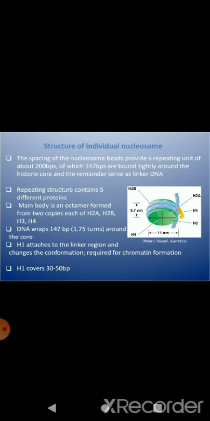If we look at the individual nucleosome, it can be seen that it consists of 5 different types of histone proteins. The main body is an octamer, which is formed from 2 copies each of H2A, H2B, H3 and H4 histone proteins. The DNA is wrapped around the histone octamer in the form of a left-handed solenoidal supercoil. The fifth histone protein, called the H1 histone or the linker histone, links the two nucleosomes together, which covers 30 to 50 base pairs of DNA.